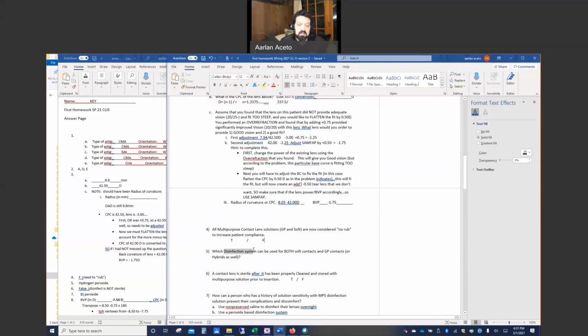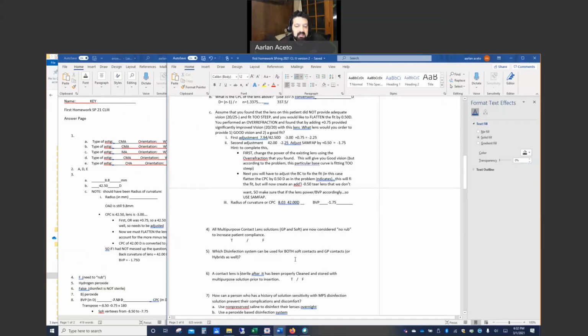Which disinfection system can you use with both soft and GP? Generally my multi-purpose for soft. Generally my solutions for GPs are for GPs, but we can always use a hydrogen peroxide based solution for either. And those are good for hybrids. They're good for sclerals. They're good for disinfecting sclerals, GPs, soft, what have you. And as a matter of fact, I tend to like those more than multi-purpose for some of my soft patients.